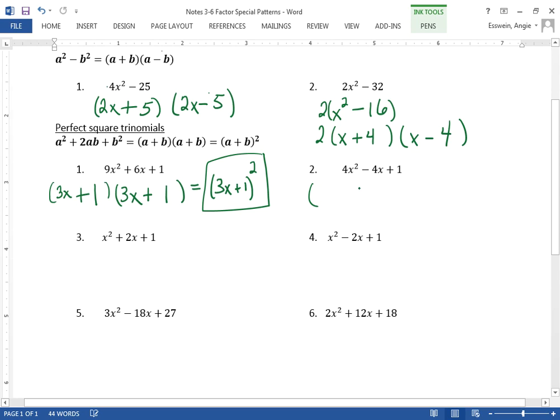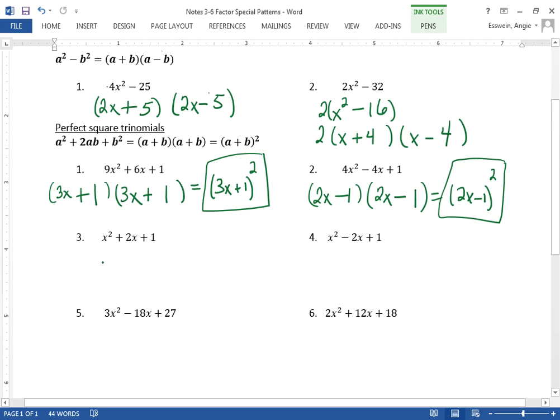So let's do this one step by step and then we'll go even faster. Square root of 4x squared is 2x and 2x. Square root of 1 is 1. Square root of 1 is 1. And then the middle, both the signs are? They're both negative because the center is negative. And then so you write it as 2x minus 1 quantity squared.